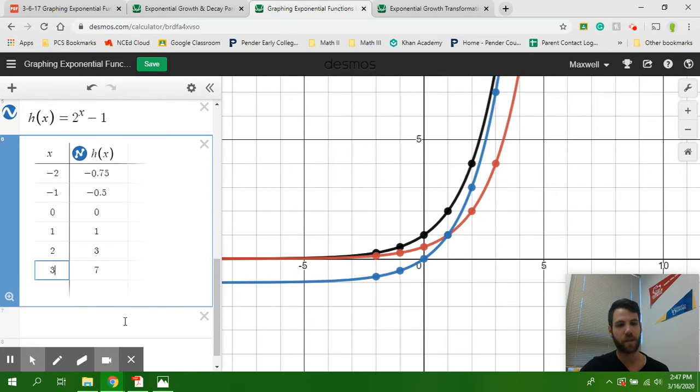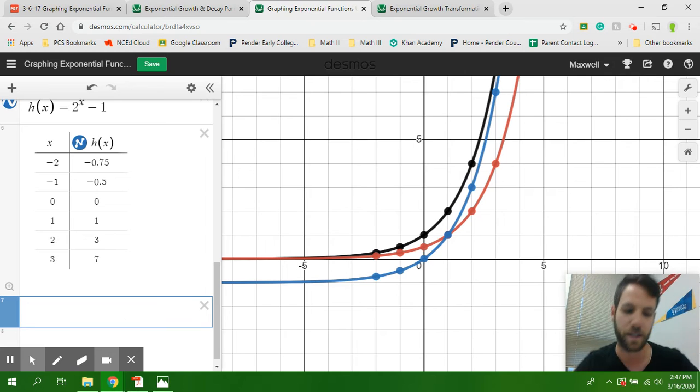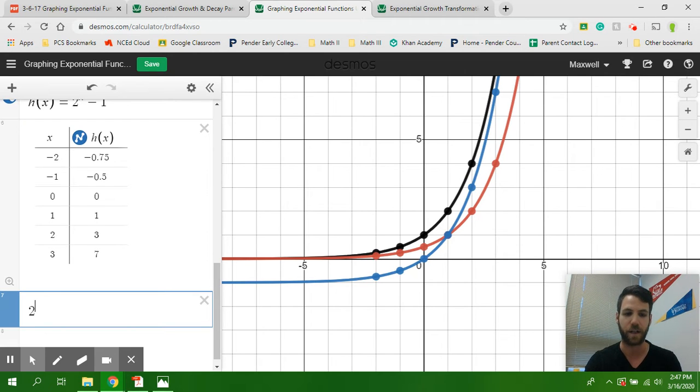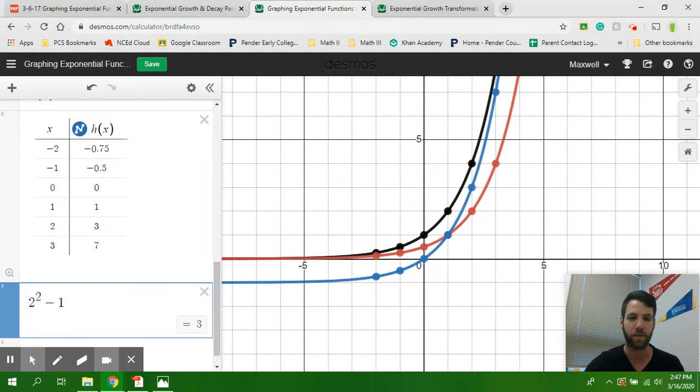One other thing to help you to find these answers is by simply using your calculator to figure out where your graph is going to be at certain x values. If I wanted to find that out, I would do 2 to the power of 2 minus 1. And I can see that my answer is 3, just like it is in the table. So graphing using tables will be the main thing you guys will be doing, whether you are using Desmos or whether you're using your graphing calculators here in class.